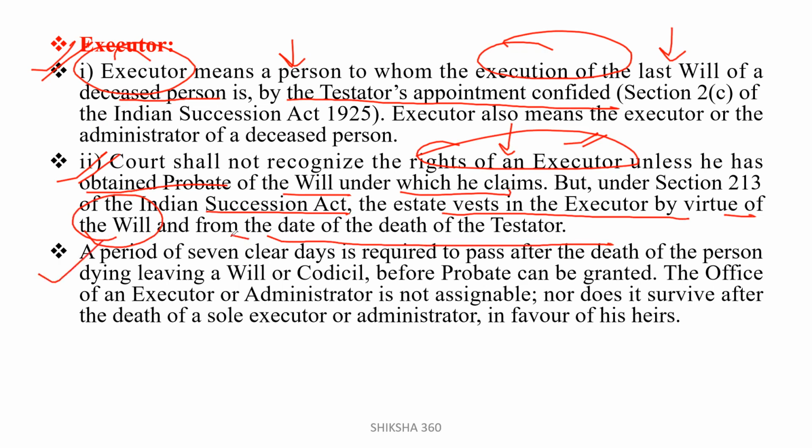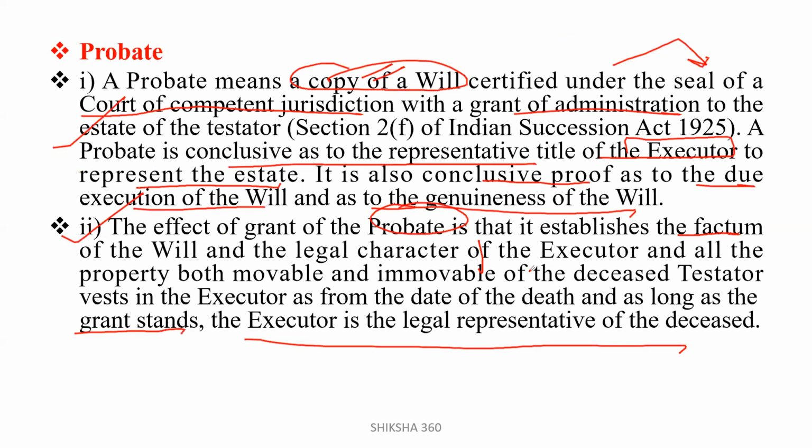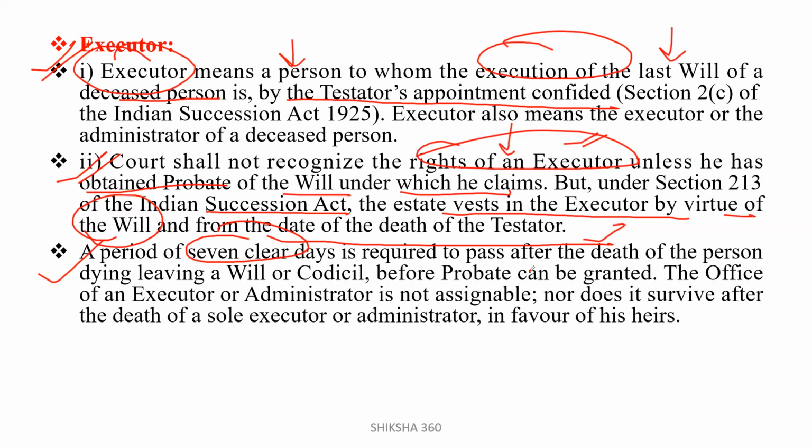A period of 7 clear days is required to pass after the death of the person dying, leaving a will or codicil, before probate can be granted. Clear? Before probate can be granted. Probate, what is it? It is a document. It is a copy of the will. So a period of 7 clear days, we can say like 7 working days, is required to pass after the death of the person dying, leaving a will or codicil, before probate can be granted.